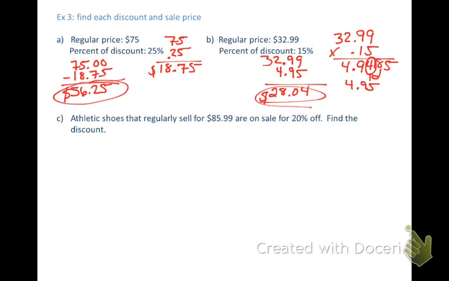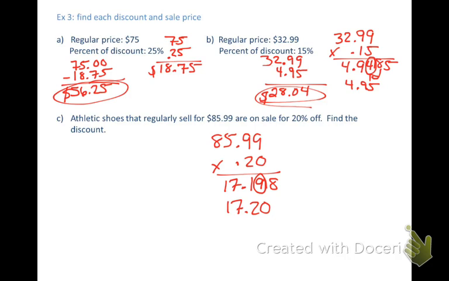Athletic shoes that regularly sell for $85.99 are on sale for 20% off. Still not a good sale, but it's something. So $17.198. Very good. And then you round it to here. Wow, that rounds to a 0, so it rounds it to $17.20.